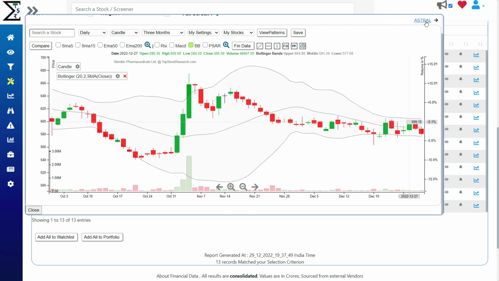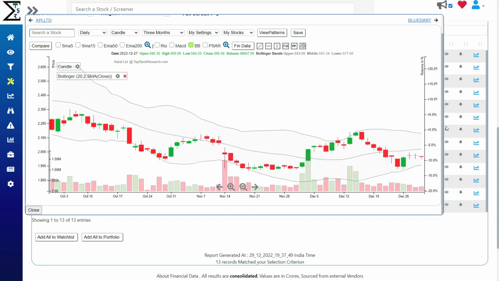The next one is Astral. Again, it is the narrowest band. So it may not look like a pure squeeze, but this is something a lot of analysts look at. And on top of it, just see this. There are three dojis.